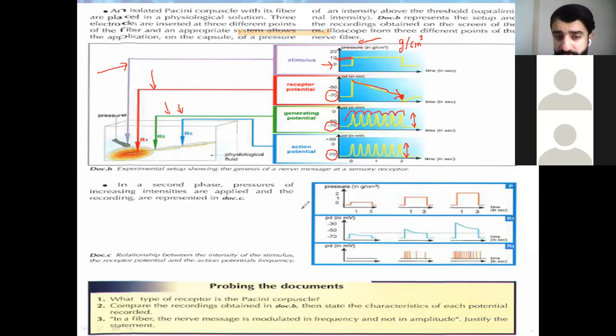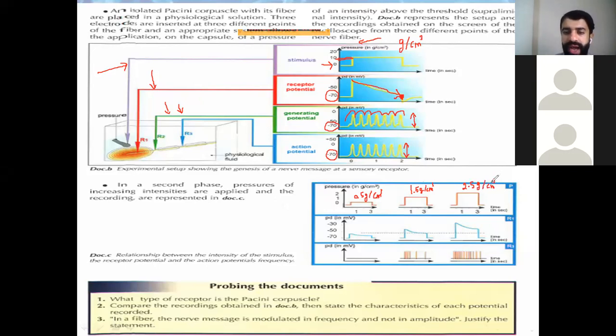So in the second phase, pressures of increasing intensity are applied, meaning an increase in the intensity of the stimulus, and they are represented in document C. So we have different pressures. Here the pressure is about 0.5 gram per centimeter cube. And here it's about, let's say, 1.5 gram per centimeter cube. And in this one, it's between 2 and 2.5 gram per centimeter cube.